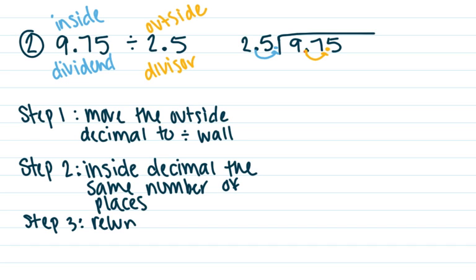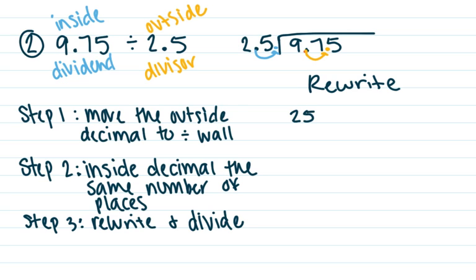So rewrite and divide. All right, so here we go. I'm going to rewrite right here. And so my new problem is 25 because we moved that decimal all the way out of the way. And then I have 97 and 5/10 that I'm dividing. This decimal now is put in its place. It is not going to move. And so you can go ahead and write it up on your answer line. Now we're going to go ahead and divide.